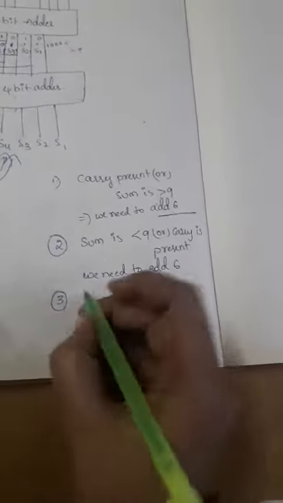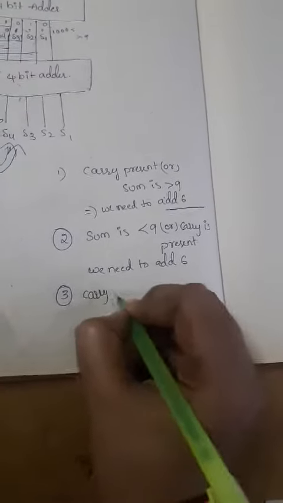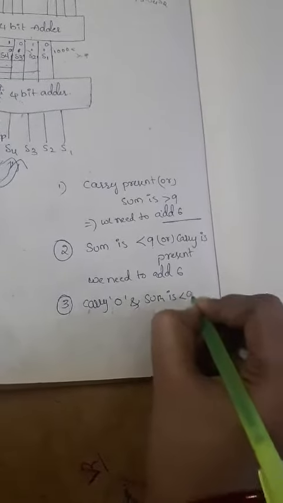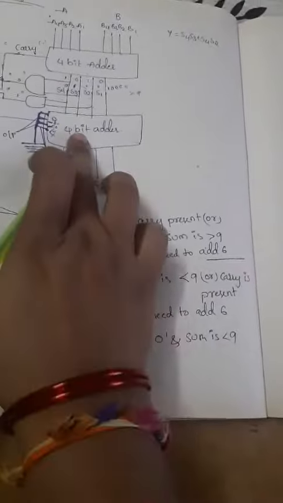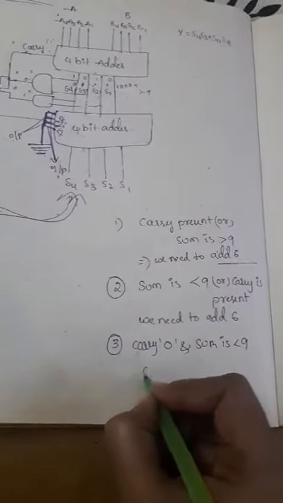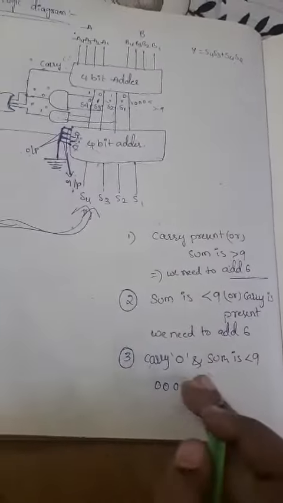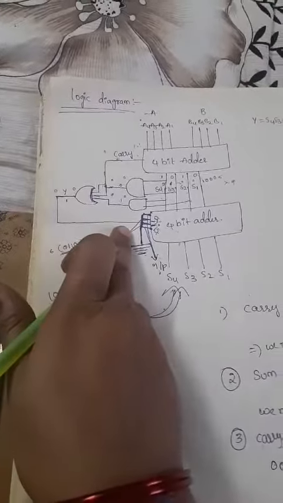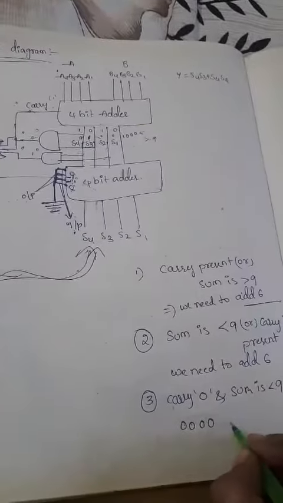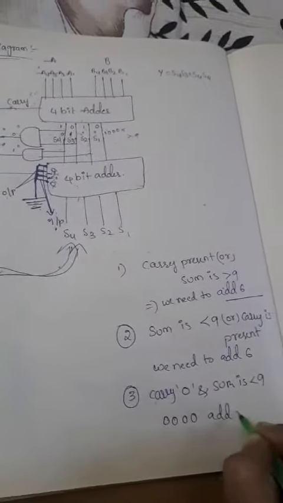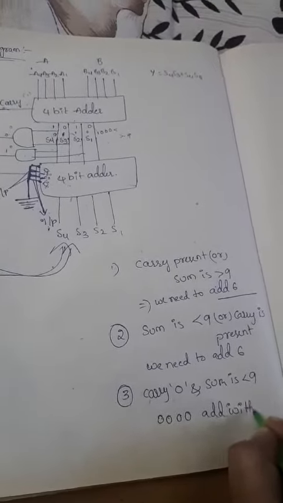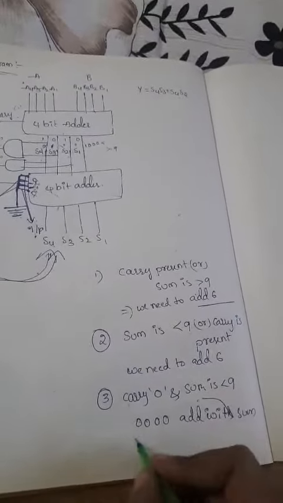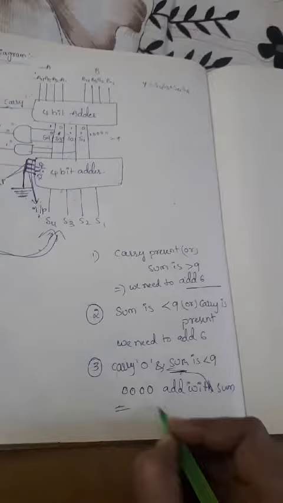Now coming to the third logic. So carry is 0, that means it's not present, and sum is less than 9. Then what is going to happen? What is the final sum for this 4-bit adder? Just add with all zeros. That means here 6 is not present actually. So this output is not 6, that is equal to actually 0. So this 0 is added with this sum. So finally whatever the sum we are having initially, that is the final sum.